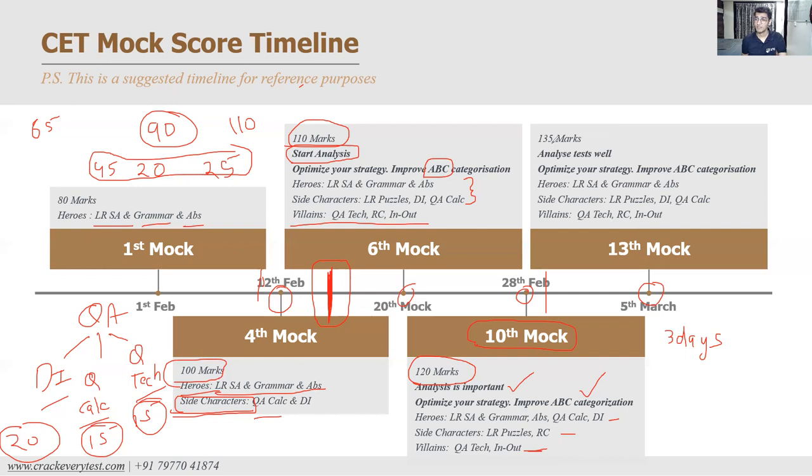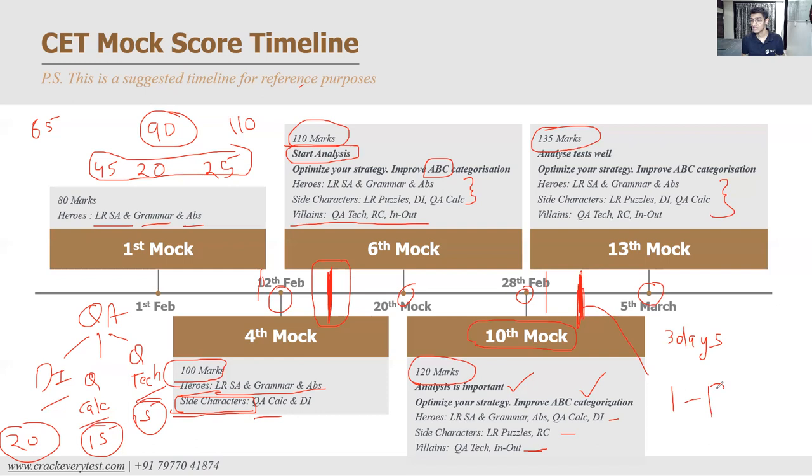This is the time when you will increase 15 marks. How will you increase 15 marks? By simply changing your hero, side characters and villains. You must understand how you will play around with your hero, side characters and villains. My second strategy lecture, the final strategy lecture of Crack CET, happens around this time. When your 10 marks are done, that is when I give you my second strategic lecture. This strategy lecture comes along with the one-to-one session.